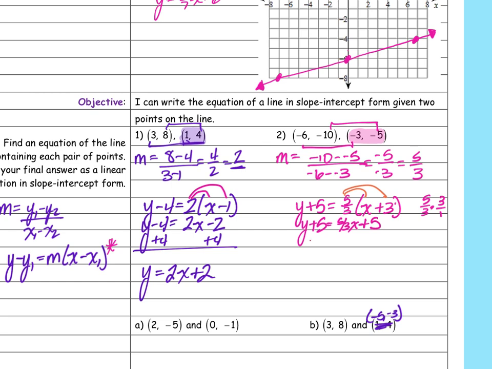And then I'm going to subtract 5, and I get y equals 5/3 x, and that's it. Oh, okay.